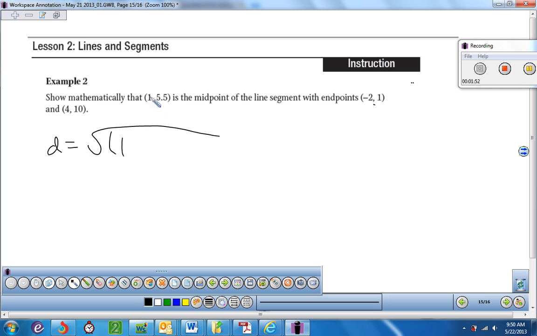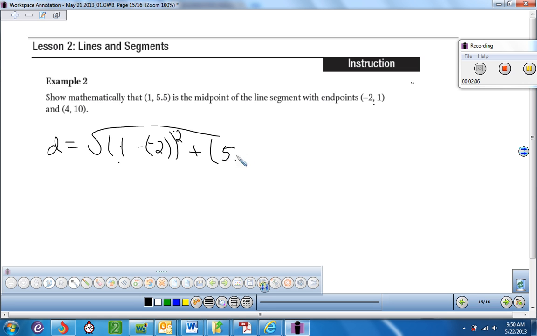So let's do 1 minus 2, -2. Okay, and then remember we're going to square that. Okay, and then add that to the change in y. So let's go 5.5 minus 1, and we'll square that. Okay, and let's see what that distance is.